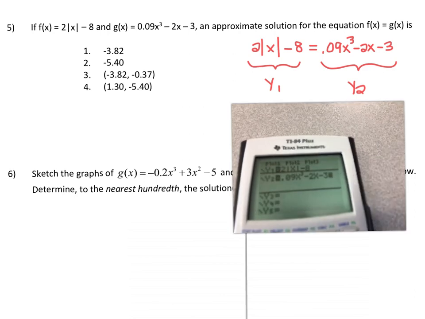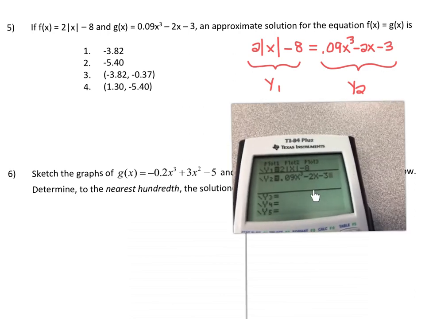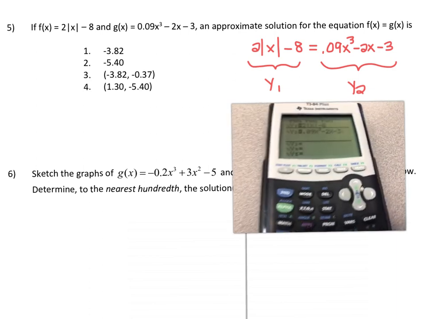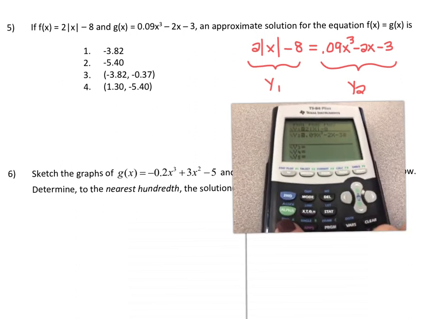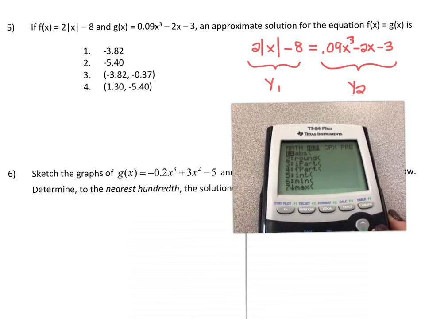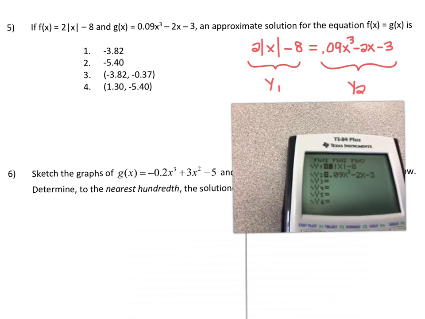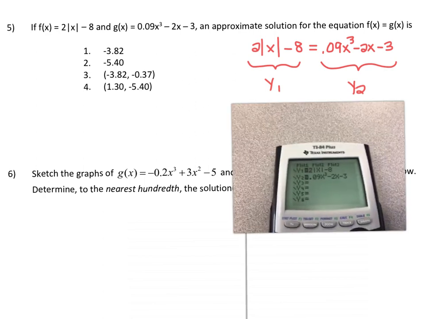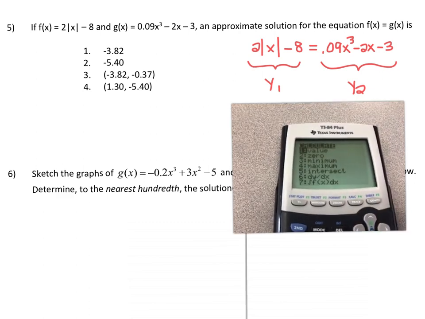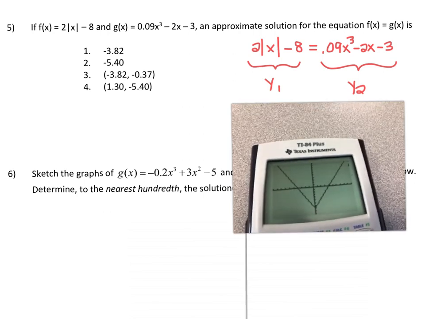Okay, so here we go. I plugged f of x into y1, g of x into y2. And if you forget where the absolute value is, there's a couple places you can go to get it. I like to go right down here to math, and then over to NUM, and it's the first choice, see where it says ABS? Okay, so that's where I like to go. But anyway, once we have those into our y equals, I'm going to go to second, trace, and then intersect, which is choice 5.